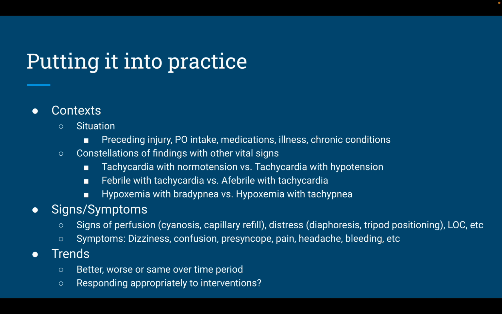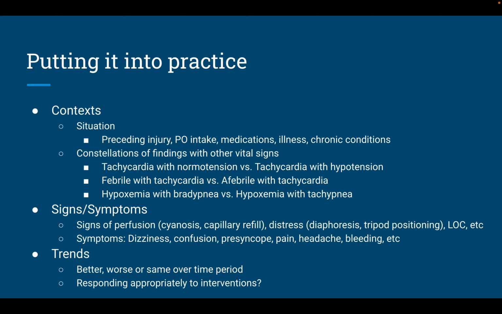So, putting this into practice, it's important to think about the context, associated signs and symptoms, and the trends of the vital signs. As far as the context, the situation: was there a preceding injury or illness or exercise? What have they eaten and drank? Are there any medications or chronic underlying conditions medically that you should know about for how to interpret that value?